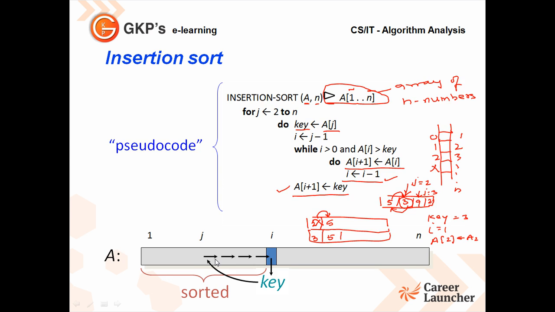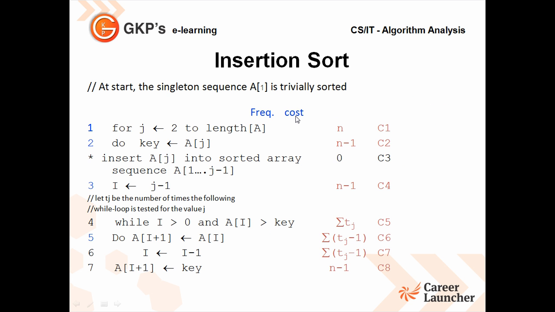So now the question is, what will be the running time for this algorithm? So we check how many times each step is running. Here the first step, for j tends to 2 to length of a, runs n times. This is the cost of this step, and this is the frequency. So the frequency is n times and the cost is C1. It repeats n times because it's from 2 to length of a, that means the total number of elements is n. Here do key tends to aj, that means every time we are taking a new element to place, so that's n minus 1 times.